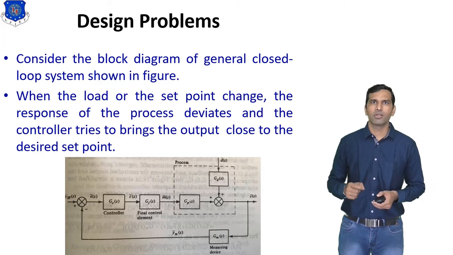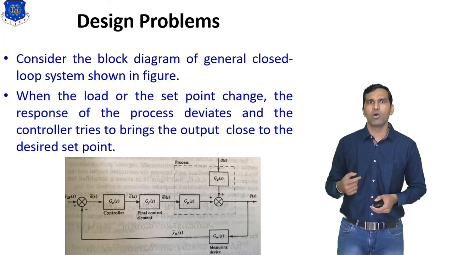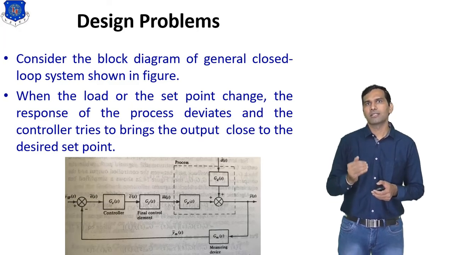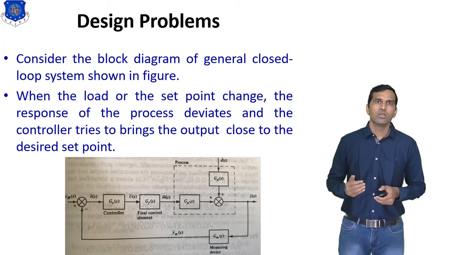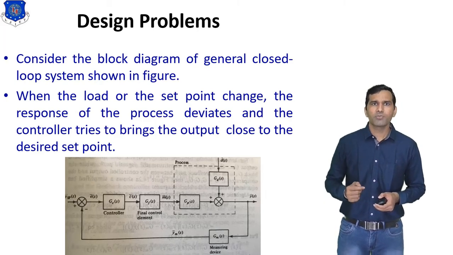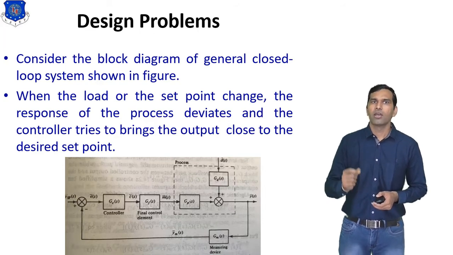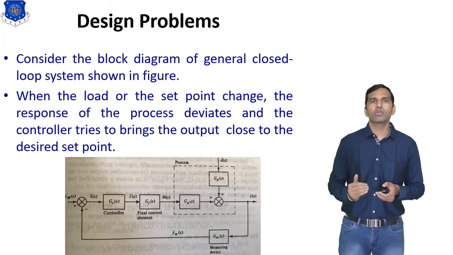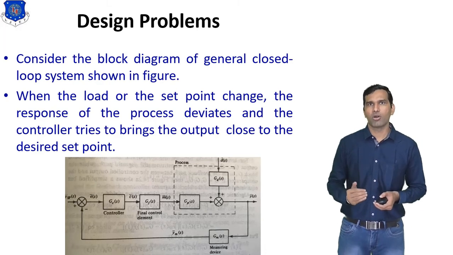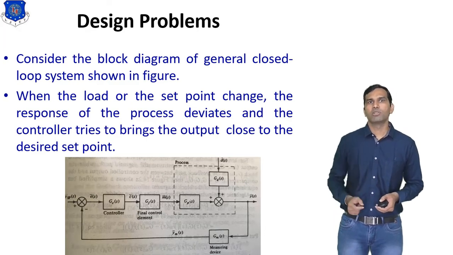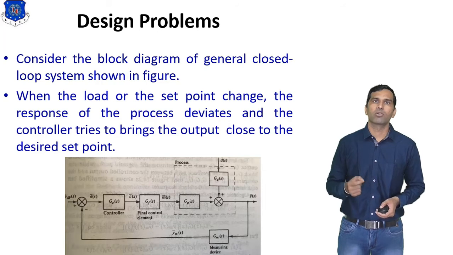That means if there is some change in the load, and due to that load change a deviation occurs, or the set point is changed, the response of the process deviates and the controller tries to bring the output close to the desired set point, or we can say it tries to make the deviation zero. So this is the simple working procedure of the closed loop system.